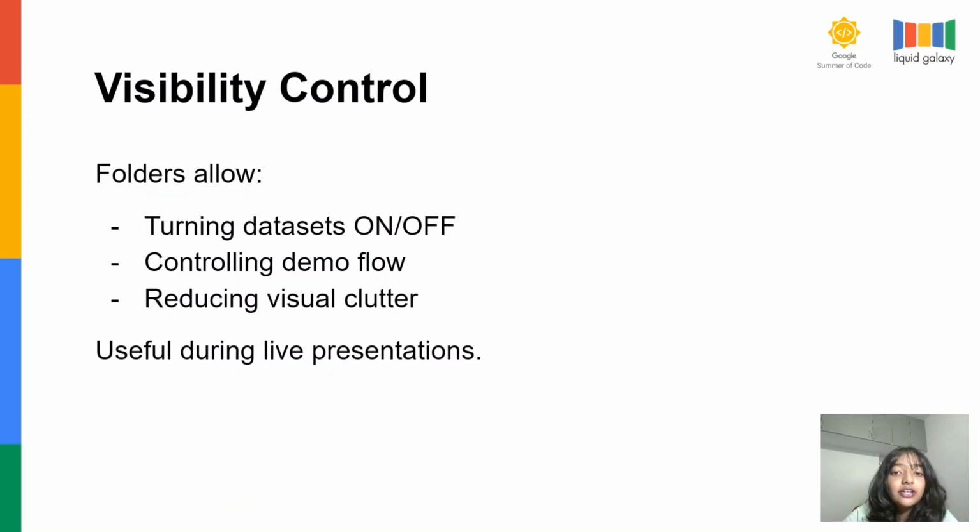Visibility control. Visibility control is where folders transition from an organizational tool to a functional UI component. In KML, the visibility tag is binary, 1 or 0, but its impact is conceptual when applied to a folder. Think about the user experience on a Liquid Galaxy. If you have 200 placemarks on the screen, the visual noise is debilitating.